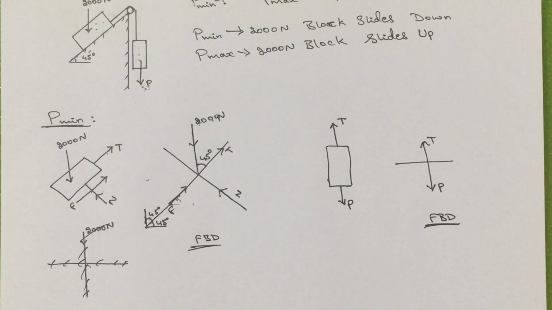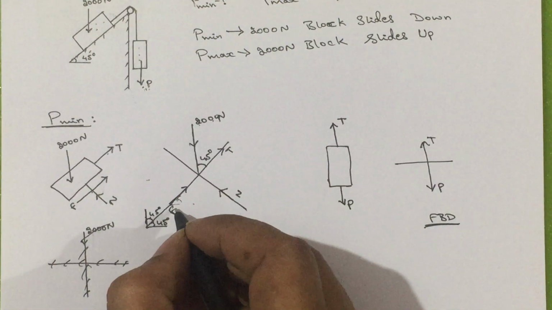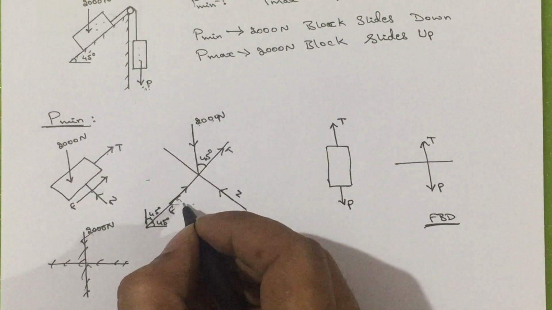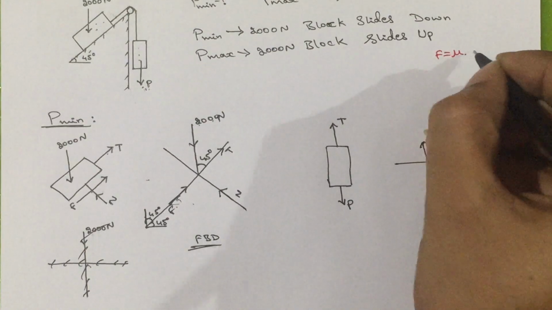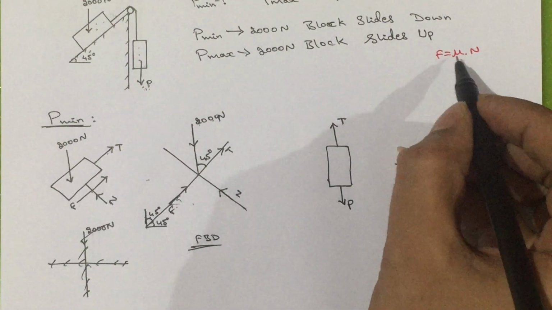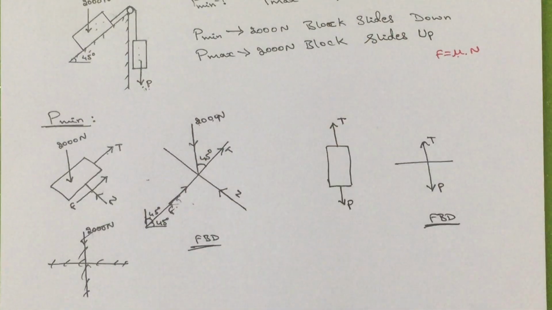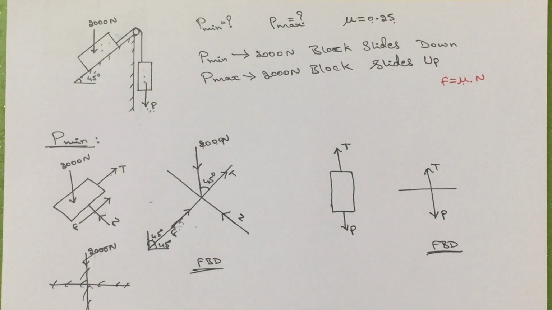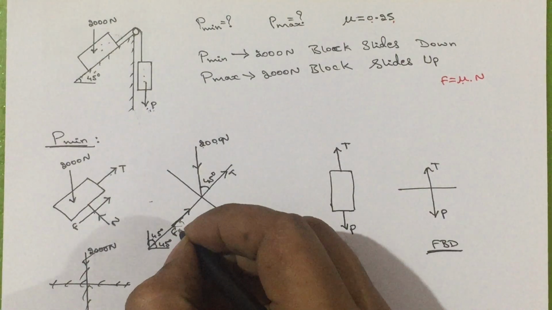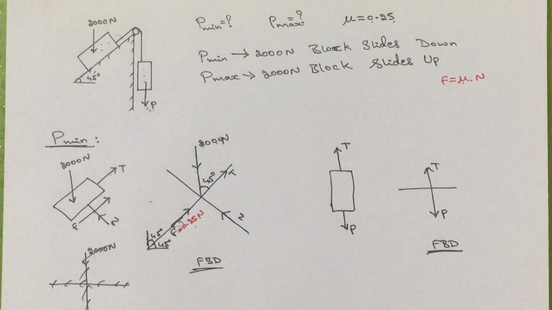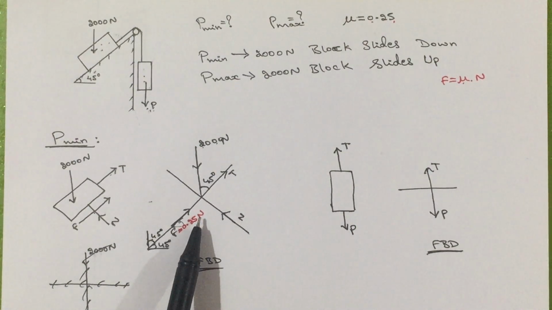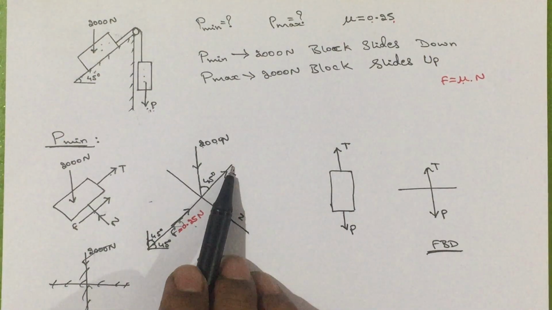Now which free body diagram are you going to solve first? So count the number of forces. Before that, wherever F is there, convert that in terms of N. We know that F is equal to mu into N. So mu is given as 0.25. So we can write F as 0.25 N. Here there are two unknowns, N and T.